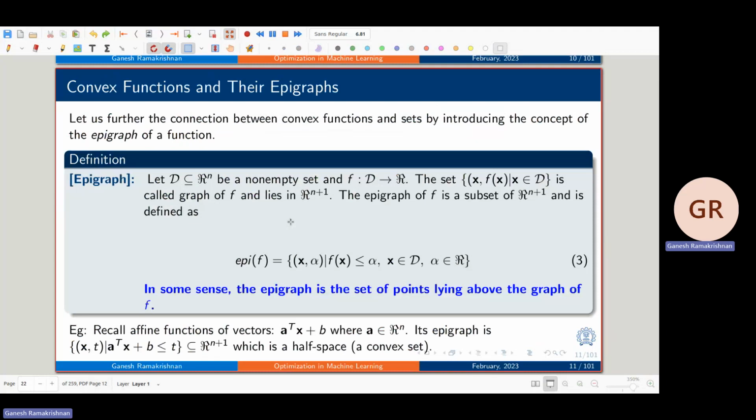Before I move on to subgradients, one last topic, which is epigraphs, which I have shown here on the board. But what is an epigraph? It's formally defined as the set of (x, alpha), I used z there on the board, but this is (x, alpha) also, such that f of x is less than or equal to alpha. Basically, the set of points lying above the graph of f.